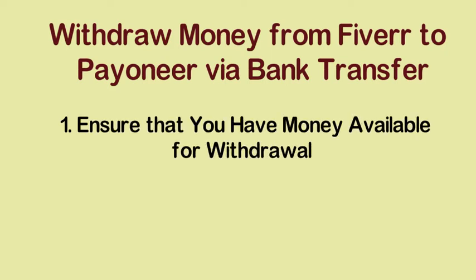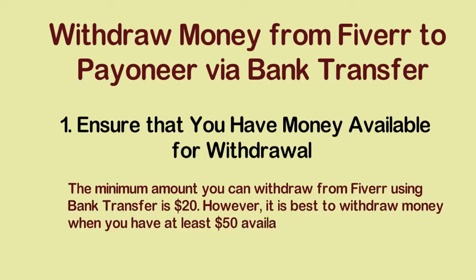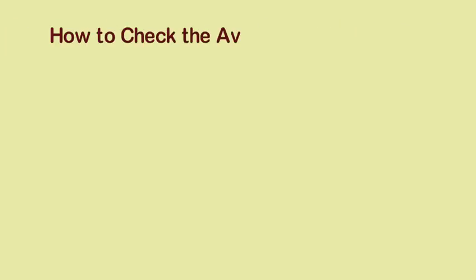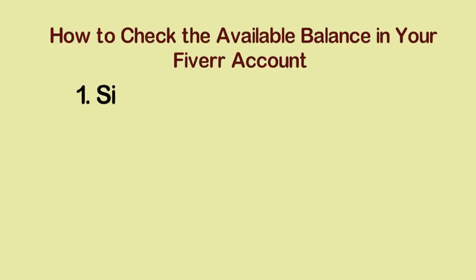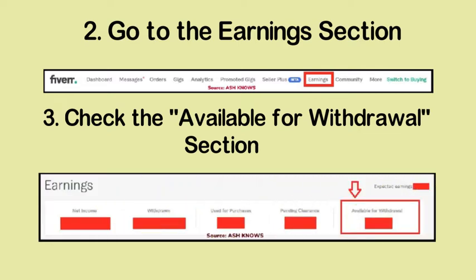Before you start the withdrawal process on Fiverr, make sure that you have enough balance in your available for withdrawal section. The minimum amount you can withdraw from Fiverr using bank transfer is $20, but it's best to withdraw your money when you have at least $50 available, because the minimum amount you can withdraw from Payoneer is $50. Here's how you can check the available balance in your Fiverr account. Sign into your Fiverr account, go to the earnings section, and check the available for withdrawal section. If you have $20 or more available, you can withdraw your money from Fiverr.